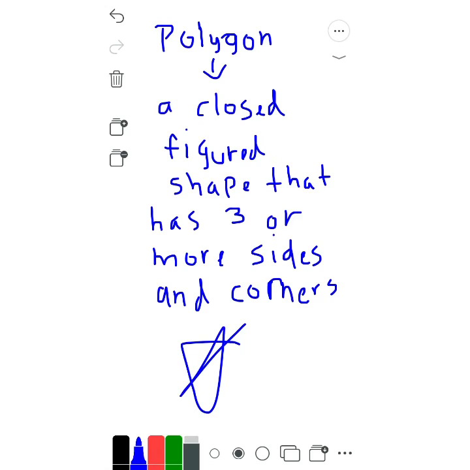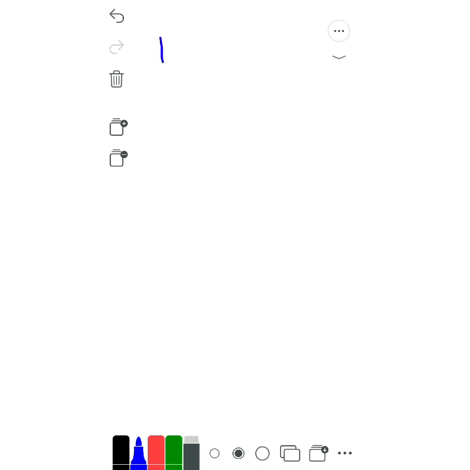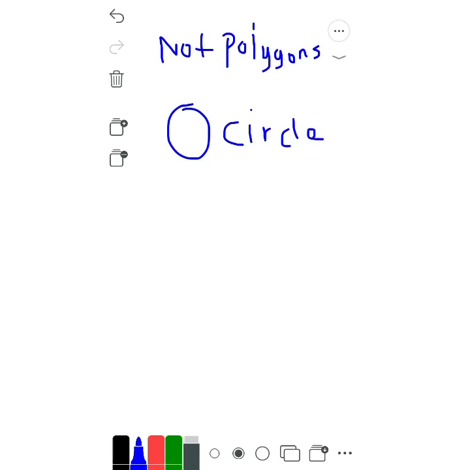So now let's look at some examples of what shapes can be classified as a polygon and what shapes cannot be classified as a polygon. So first let's look at some non-polygon shapes. A circle is not a polygon because even though it's closed, it doesn't have 3 sides, 3 corners. It's just a round shape.